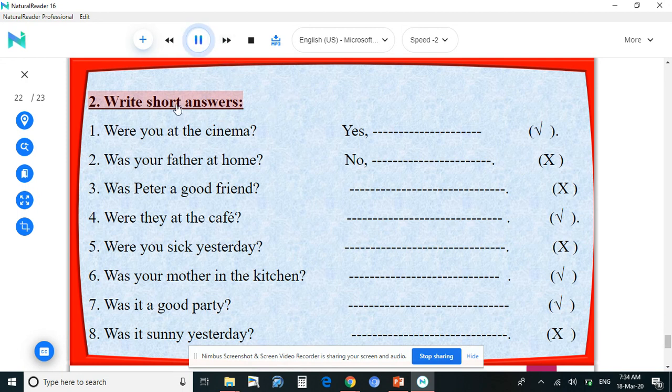2. Write short answers. 1. Were you at the cinema? Yes. 2. Was your father at home? No. 3. Was Peter a good friend? 4. Were they at the cafe? 5. Were you sick yesterday? 6. Was your mother in the kitchen? 7. Was it a good party? 8. Was it sunny yesterday?